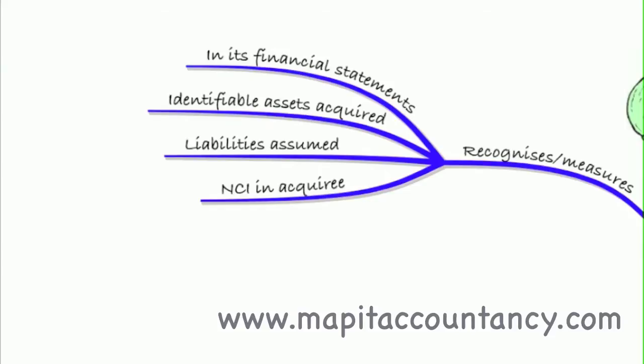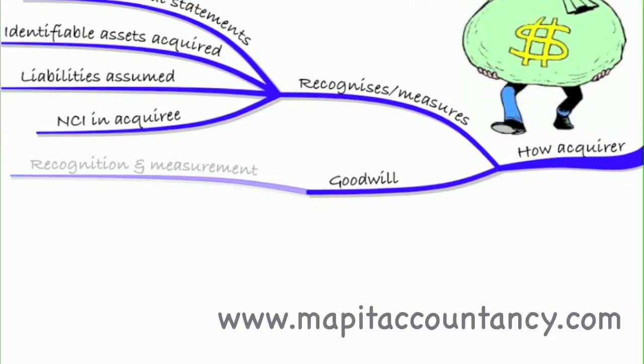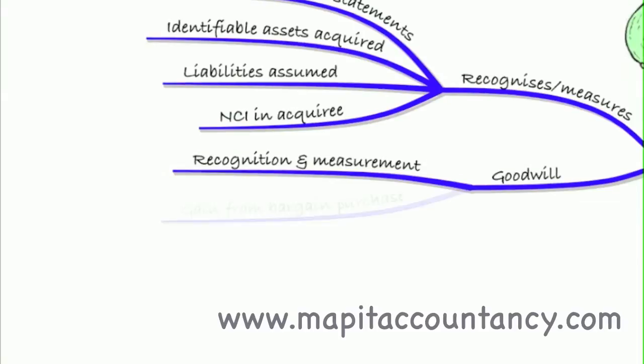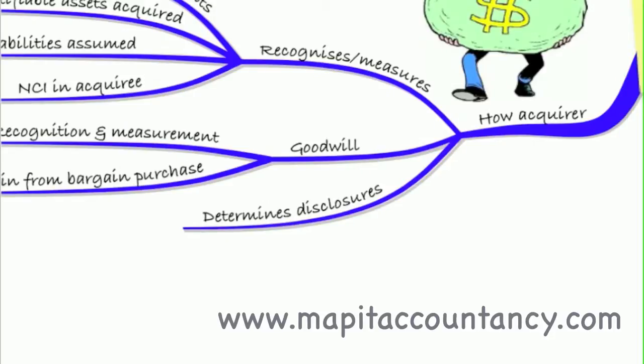So how are we going to value the assets, the liabilities, and the non-controlling interest? Also, how are we going to measure our goodwill, which is the extra bit that we've paid for the entity? Also, if we have negative goodwill, that's called a bargain purchase. So we'll have a gain from that. How do we deal with that? It also determines the disclosures when it comes to our group accounting.